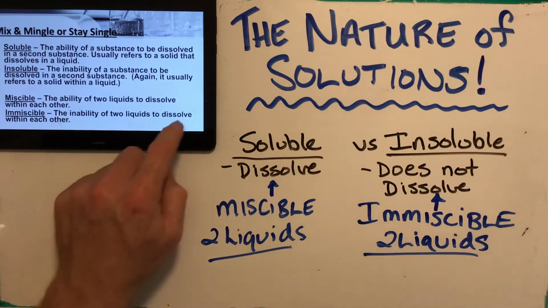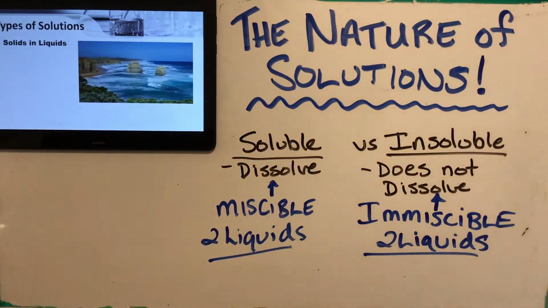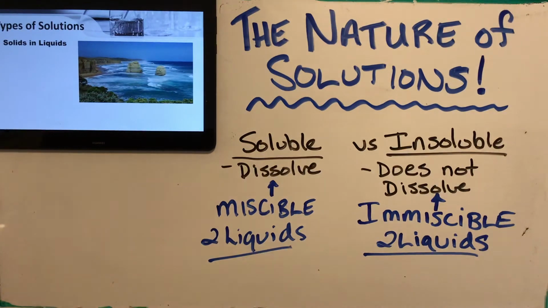Now, for the types of solutions, we're going to go back to the various states. So that's what we're going to be talking about here. Our first example, if you have your iPad, you can zoom in on the pictures a little bit more if you have these things at home. The first one is a very common one.